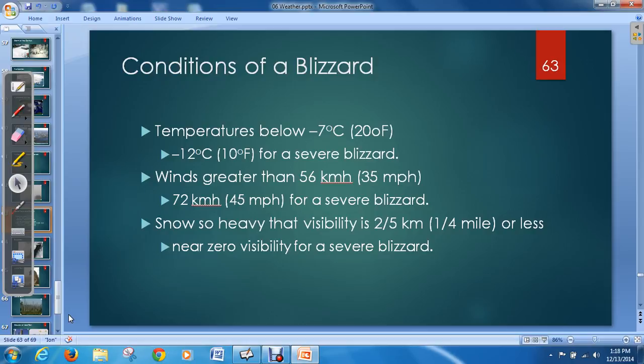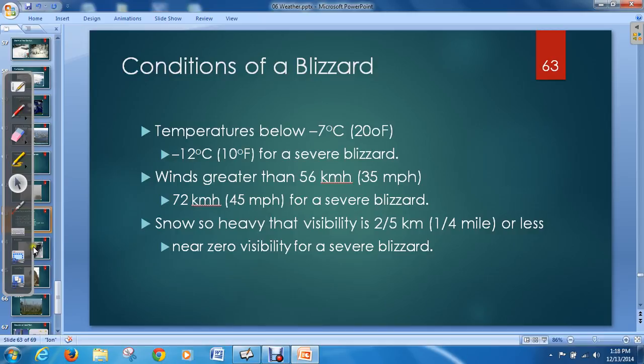Blizzards are, again, dangerous mainly because of the visibility factor for drivers and things like that. If you're inside your house and a blizzard happens, the main thing is you just can't go outside for a while. But they can be very dangerous for drivers because of all the snow and the low visibility.